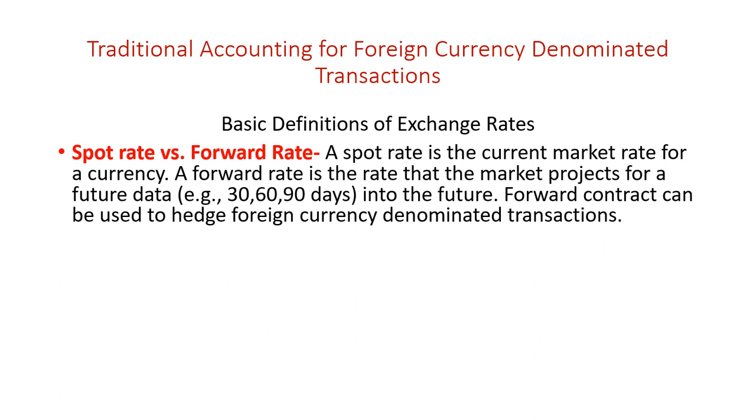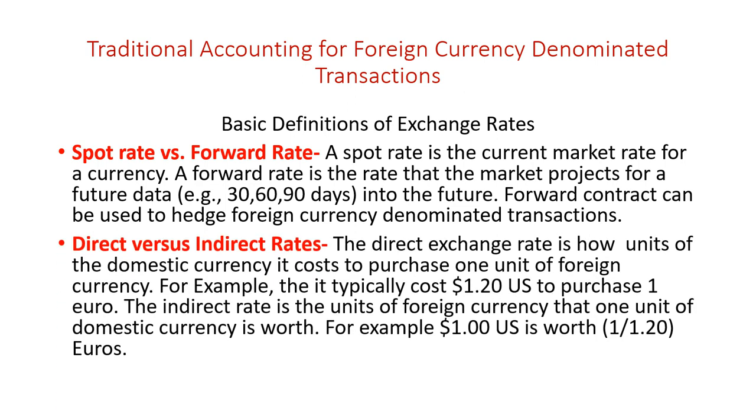Okay, and then finally, direct versus indirect exchange rates. This is very big stuff, especially if you've ever traveled. A direct exchange rate is how many units of domestic currency it costs to purchase 1 unit of foreign currency. For example, it typically costs $1.20 US dollars to purchase 1 euro. That's kind of average. That goes up and down over the months. That would be the direct exchange rate. So from the US dollar's perspective, to purchase 1 euro you take $1.20 to the exchange broker, and they give you 1 euro in exchange.